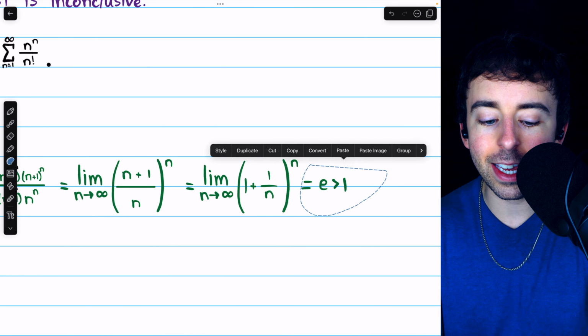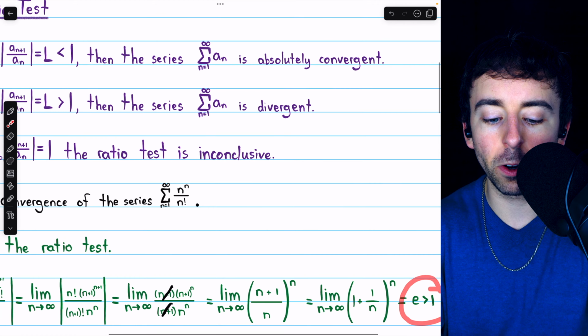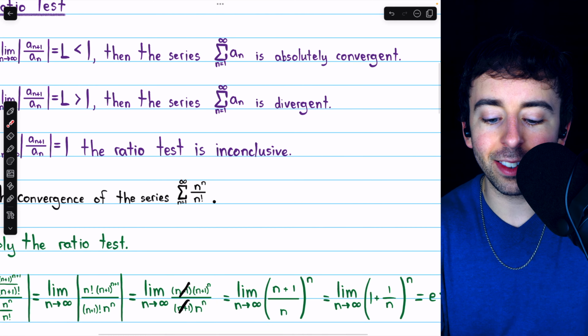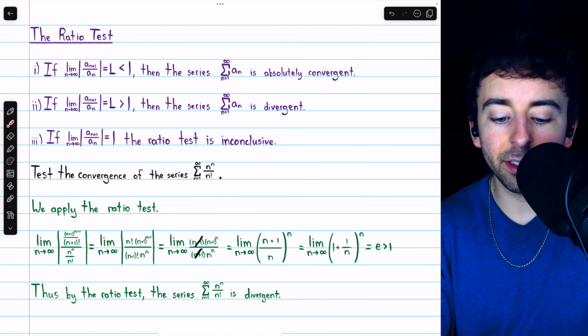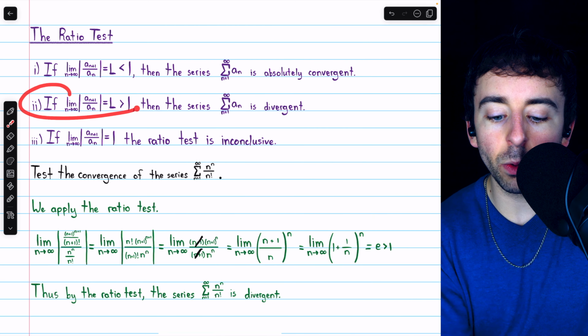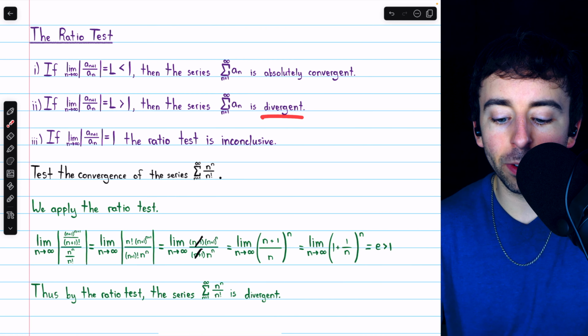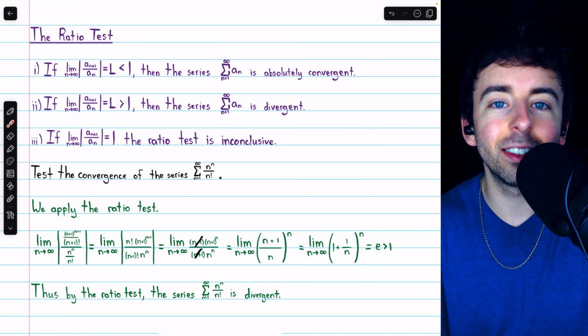This is equal to e, and importantly for the ratio test, e is greater than 1, which means that this series is divergent. So using the ratio test, we evaluated the appropriate limit, found that it's equal to e, which is greater than 1. Thus, our series, n to the n over n factorial, is a divergent series.